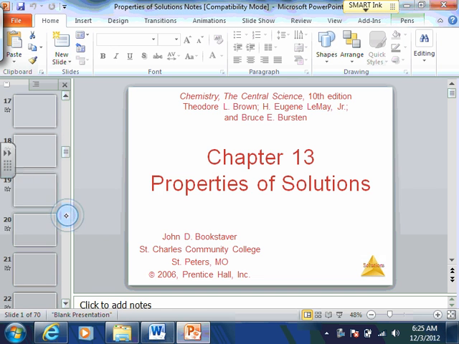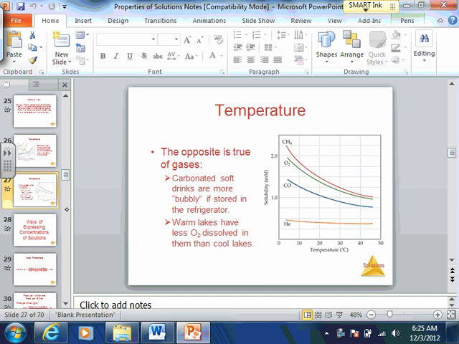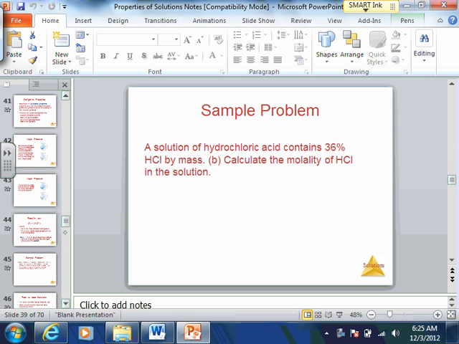Here we go. I guess I should have gotten the notes to the point where I needed to be before we started. We're going to talk about colligative properties this morning.